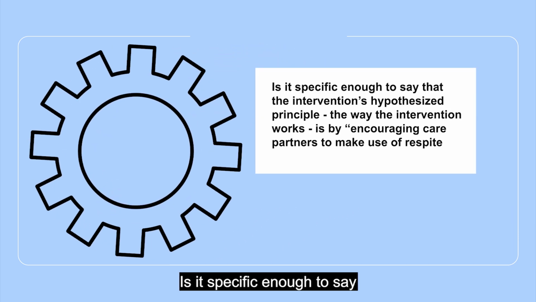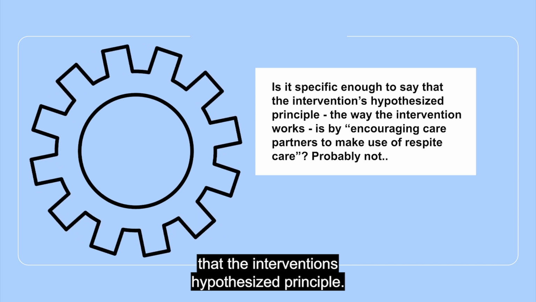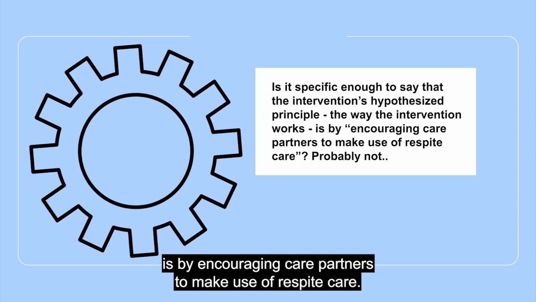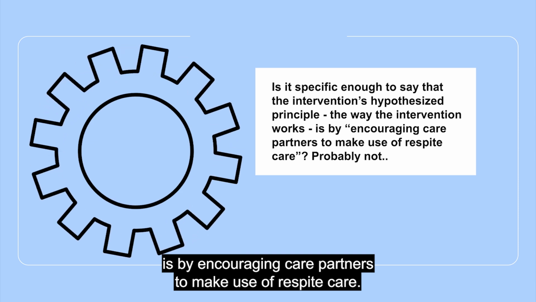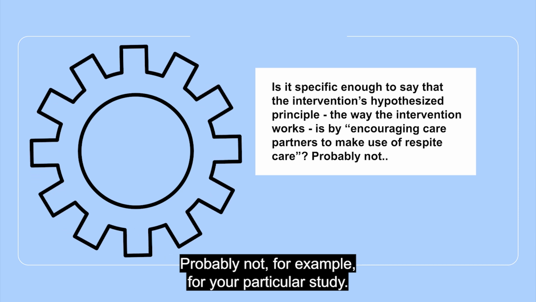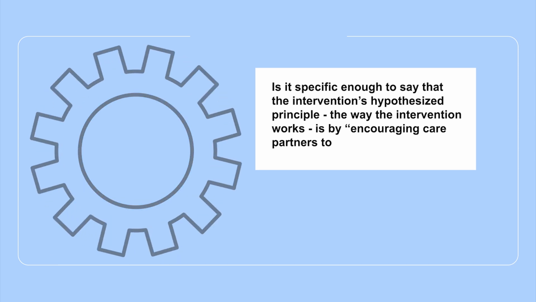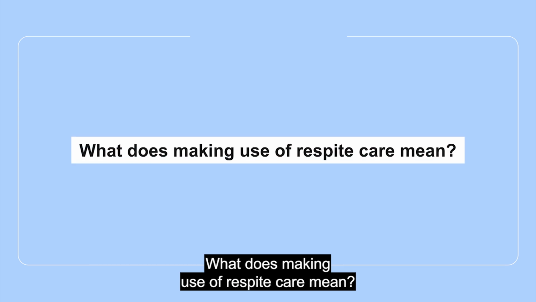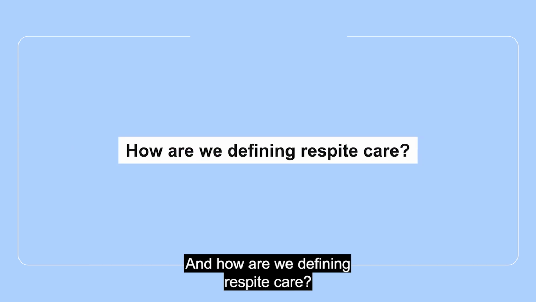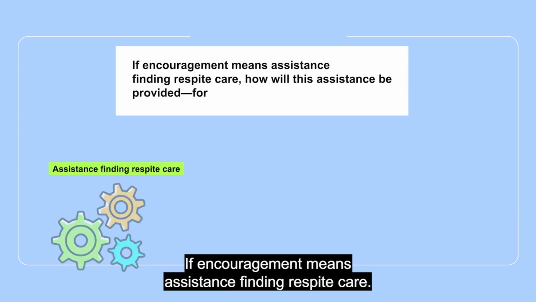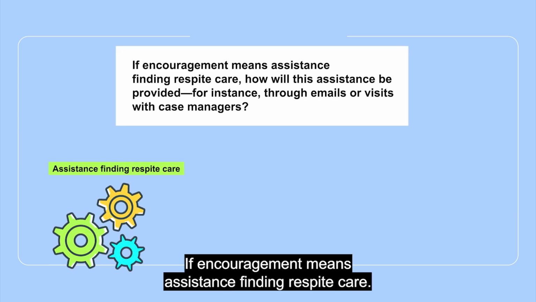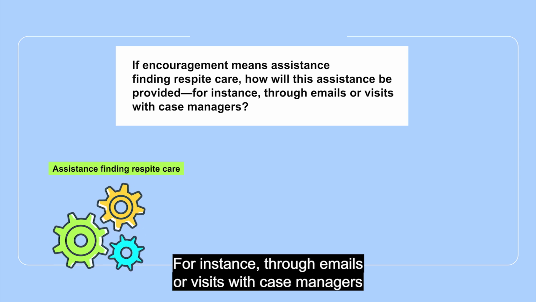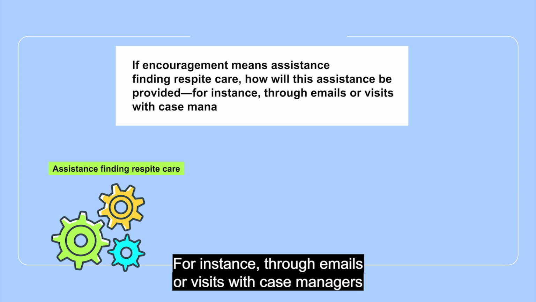Is it specific enough to say that the intervention's hypothesized principle, the way the intervention works, is by encouraging care partners to make use of respite care? Probably not. For example, for your particular study, what does encouragement mean? What does making use of respite care mean? And how are we defining respite care? If encouragement means assistance finding respite care, how will this assistance be provided? For instance, through emails or visits with case managers.